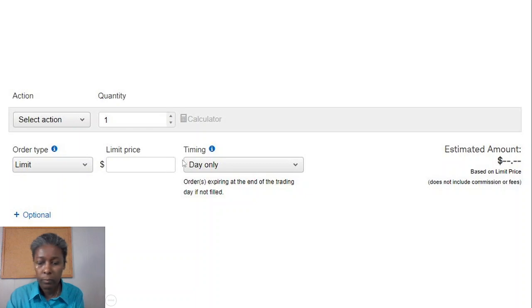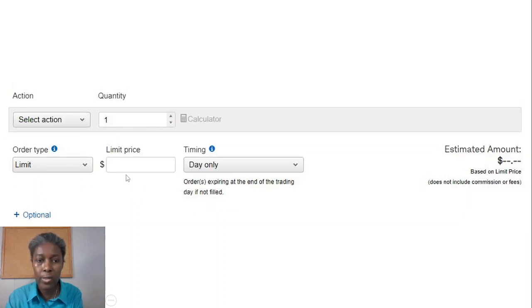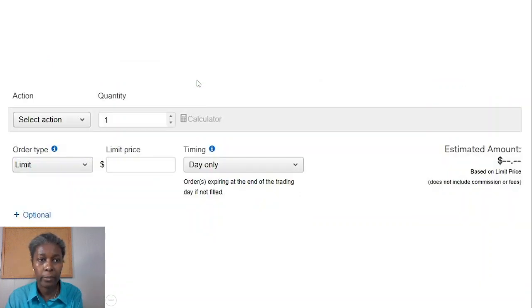So yeah, for that Pfizer, you choose the action buy, the quantity 10, limit, and then you set the price. And let's compare that $43.99 to what we have here. So $43.99 is even lower than what the day range was, and any of the bid and ask price, and the price that it was selling at that point.